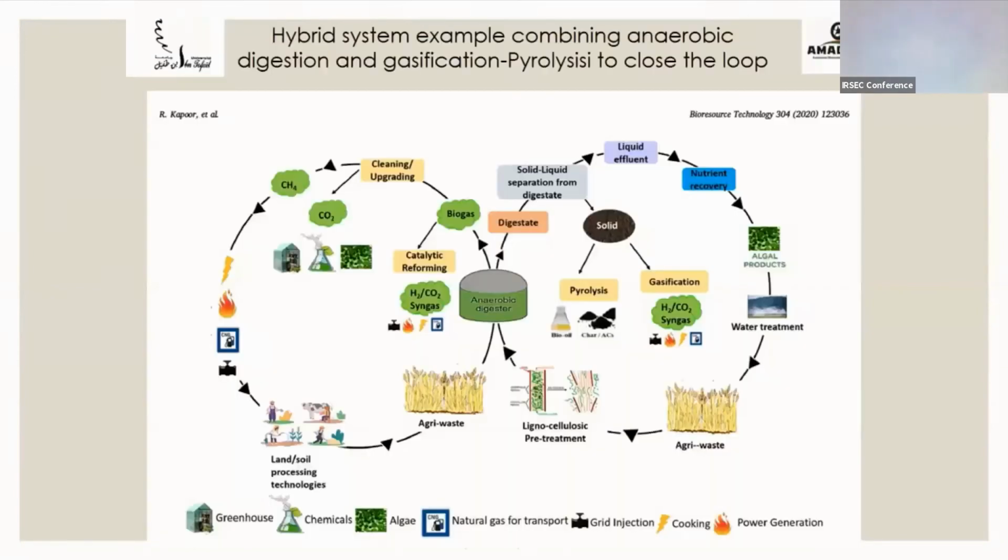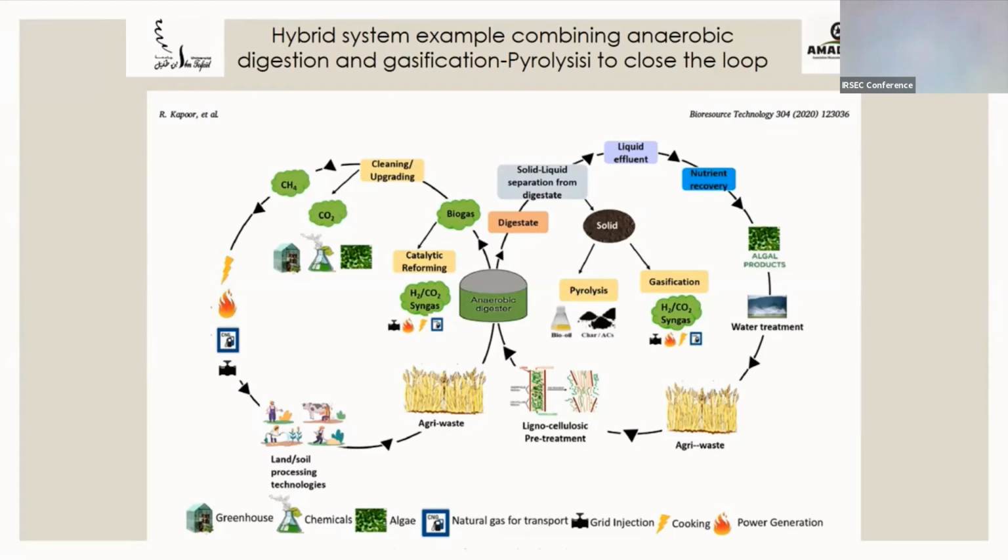You can see here the hybrid system example combining anaerobic digestion and gasification pyrolysis to close the loop. By anaerobic digestion, we produce biogas and digestate. The biogas is then upgraded to have biomethane for electrical or heat purpose, or using it as biofuel for transport purpose. Then the digestate can be separated in solid and liquid phase.